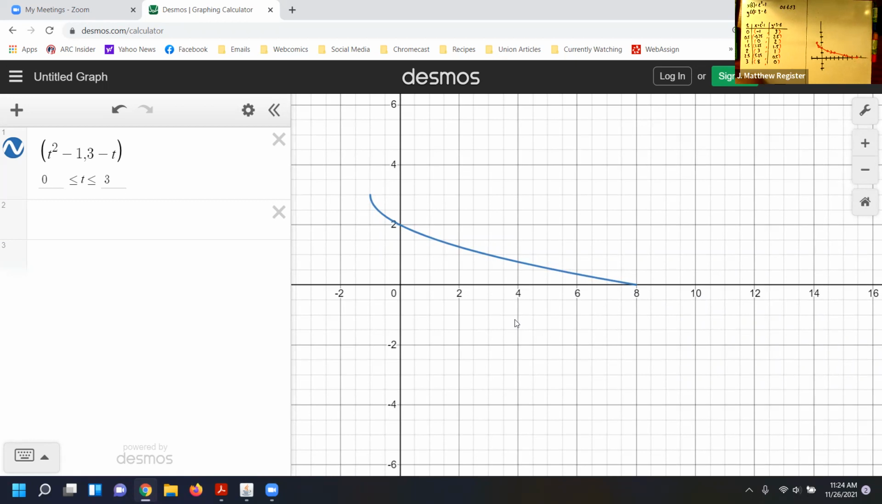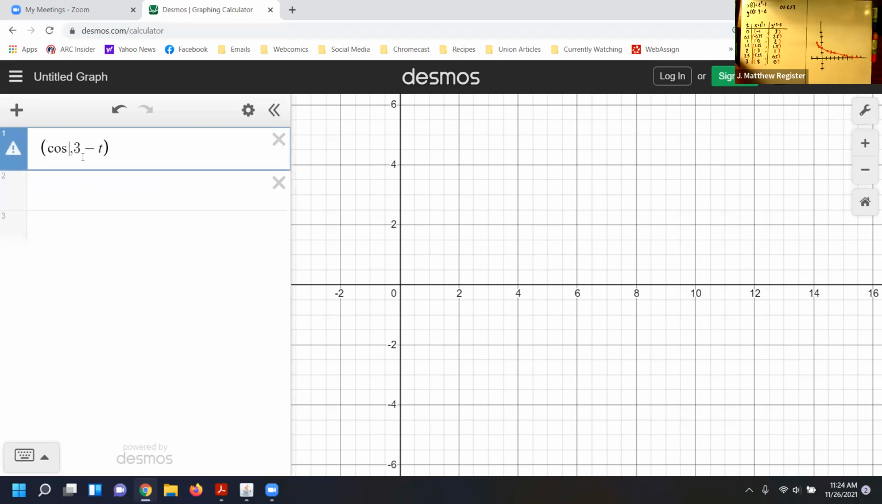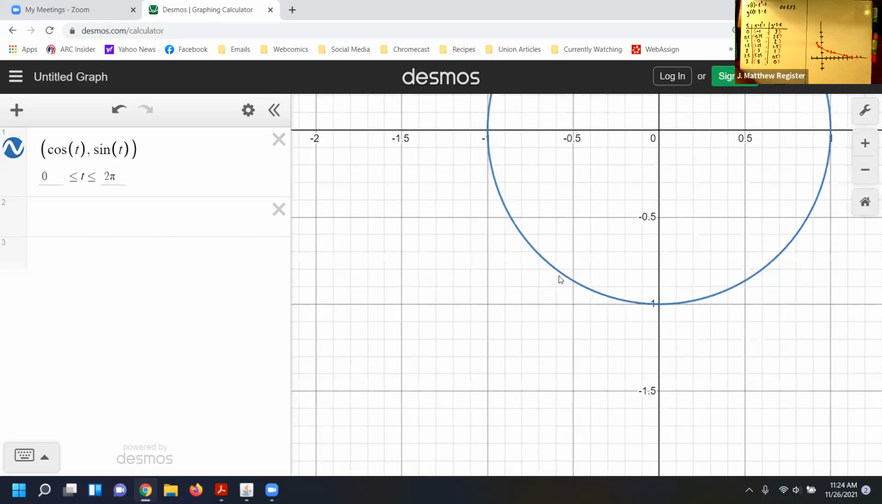Parametric equations can do some very cool things, though. For one thing, this first example that we did was a pretty boring example, because these things can get very, very interesting. Take, for instance, the unit circle. If we were to do cosine of t, comma, sine of t, and let's say that we go from 0 to 2 pi. We get ourselves our good friend, the unit circle. Oop, let's zoom out just a hair.